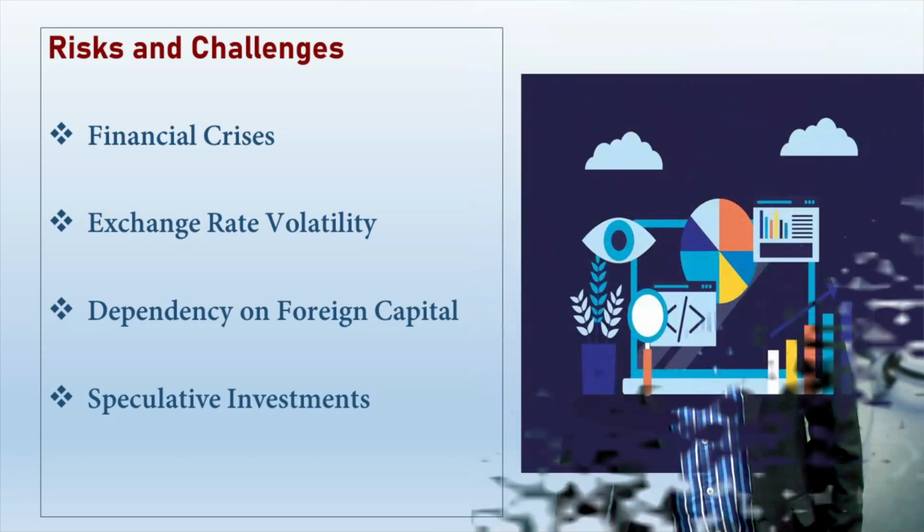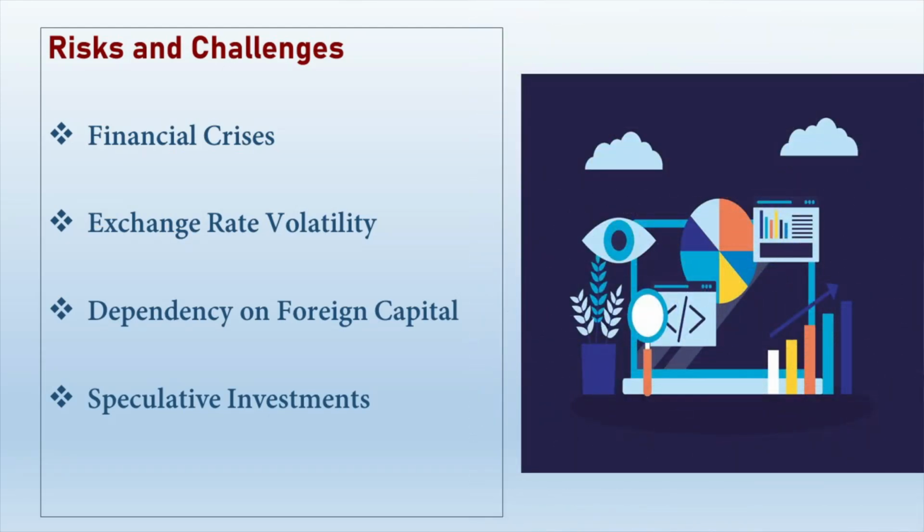So that is why over-dependency on foreign capital is not considered conducive for the host country. Another important risk of international capital movement is speculative investment. Short-term capital flows can create asset bubbles, and ultimately this leads to financial instability when these bubbles burst. So speculative investment is another risk or challenge of international capital movement.